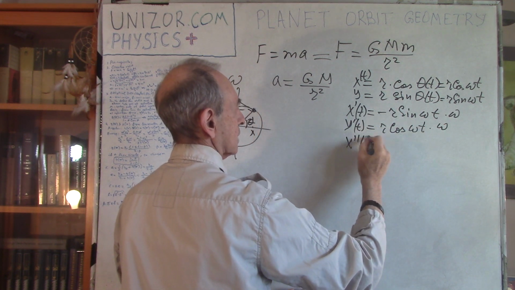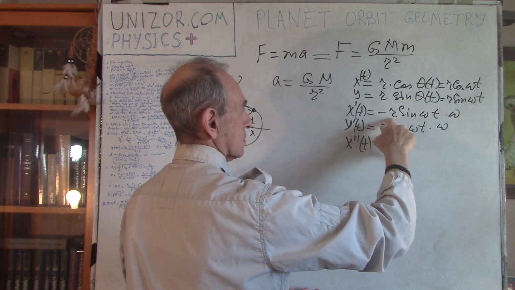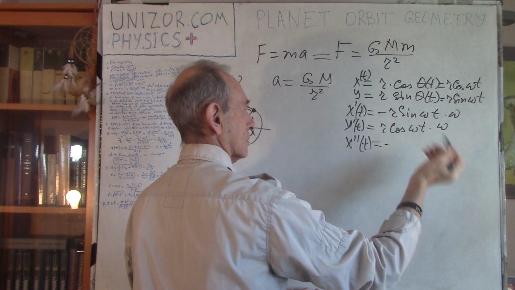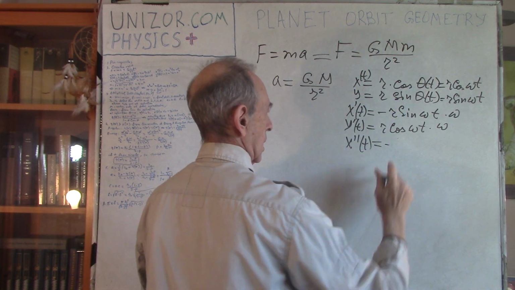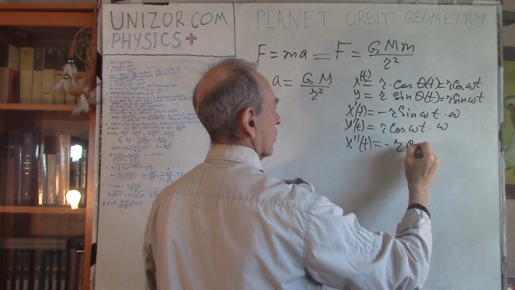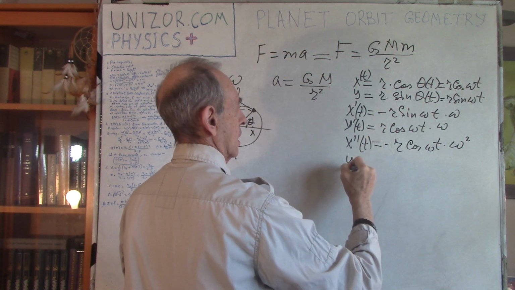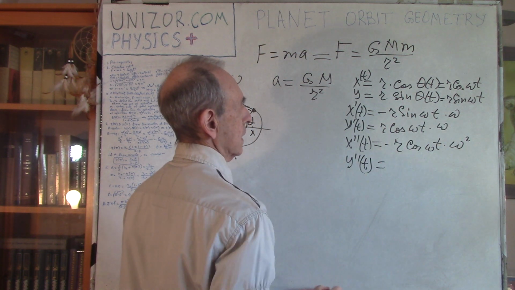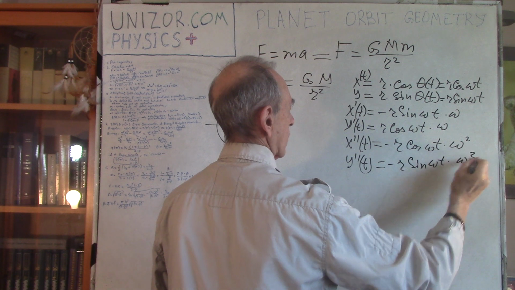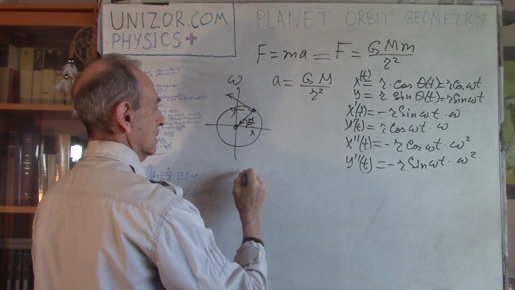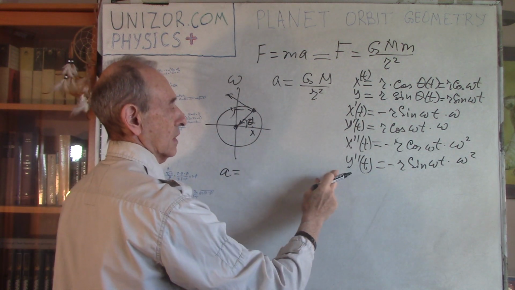Now the second derivative, that would be for acceleration, would be the derivative of this. Omega is constant, r is constant, so it's only the sine. From sine, the derivative is cosine, so minus r cosine omega t, and now it will be omega square, right? Omega plus another omega. And the second derivative of the y component would be minus r sine omega t times omega square.